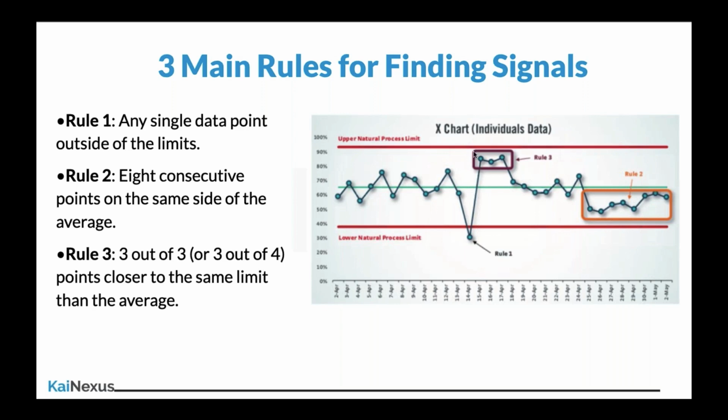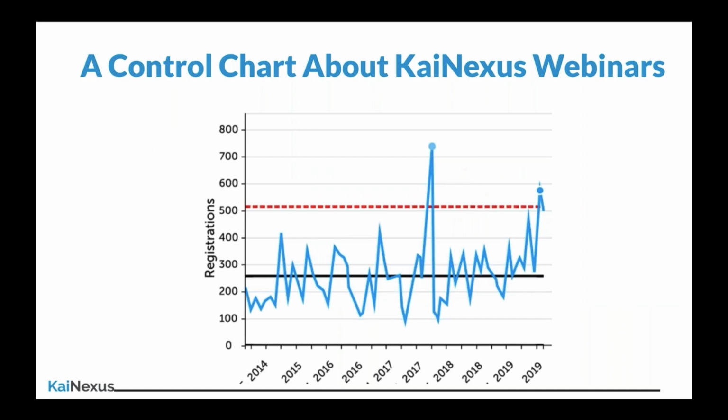And then the third rule here is looking for 3 consecutive or 3 out of 4 data points that are closer to the same limit than they are to the average. So these are 3 rules that we use with control charts that help us avoid having to guess when the system has changed or not. And the final thing I want to show, and then we'll go take a look at this in KaiNexus. I think you would be sorely disappointed with me if I didn't practice what I preach about using control charts for things I'm involved in.